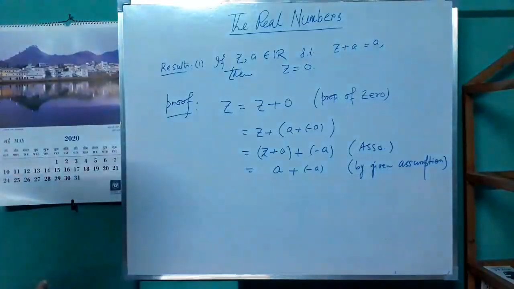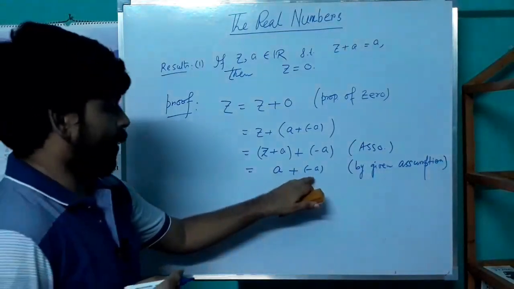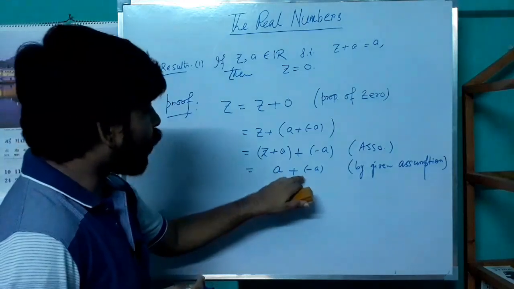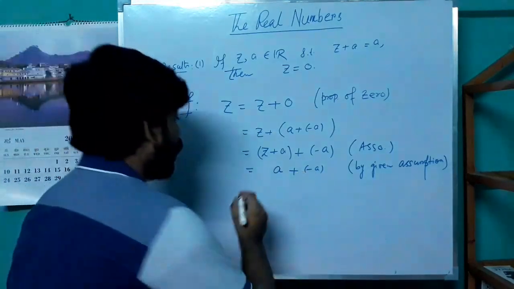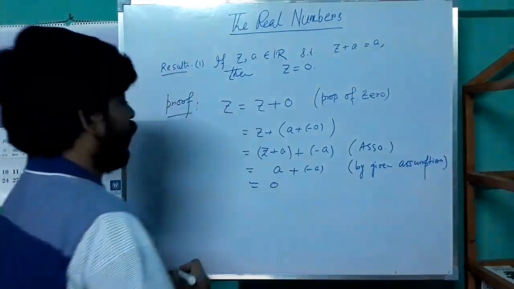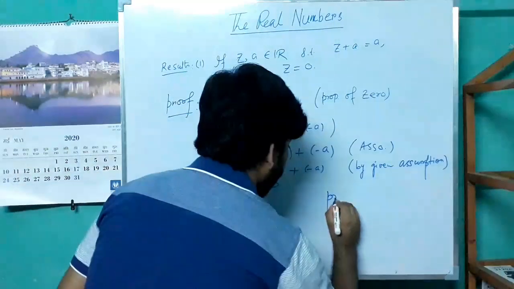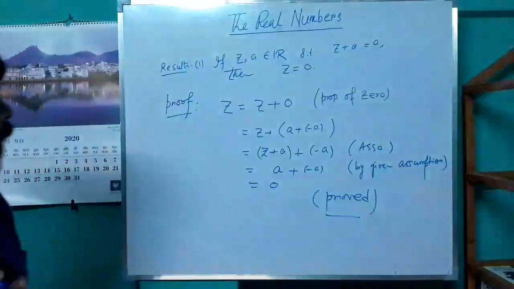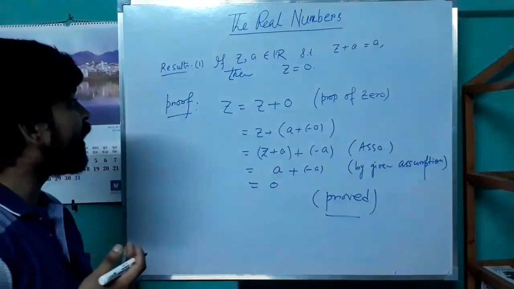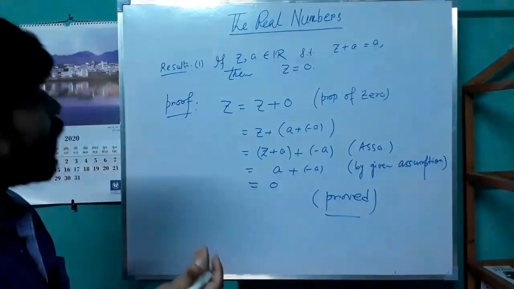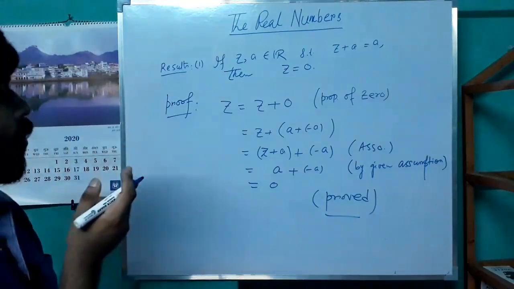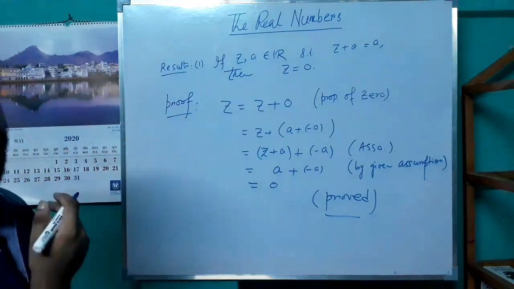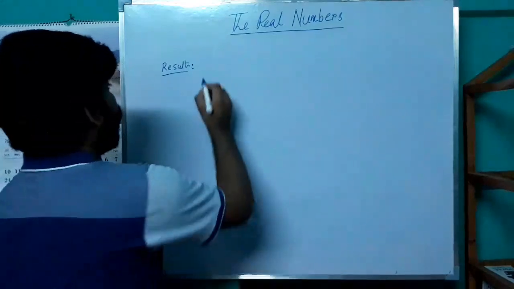By the given assumption, A plus minus A. So this is the property of minus A, so this is 0. And this is proved. So if for two real numbers Z and A, Z plus A equal to A, then that equation has the solution Z equal to 0.